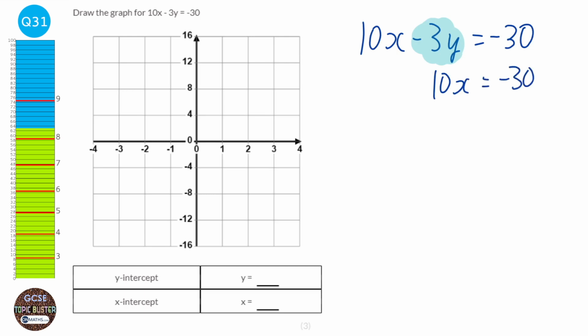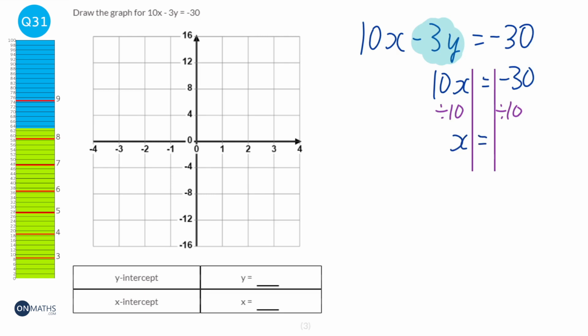So if I get my solving lines in, I just need to divide by 10 both sides. So we've got x equals minus 30 divided by 10, which is minus 3. Now x equals minus 3 gives us the x-intercept. So we know that the x-intercept is minus 3. What is the x-intercept? Well, it's where the graph will hit the x-axis. So it'll hit it at minus 3.